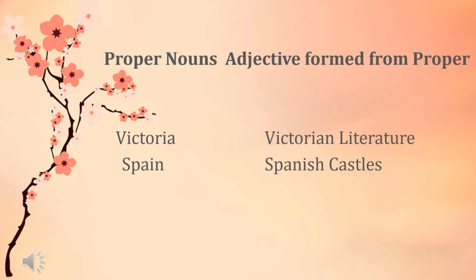Another example, we have proper nouns Victoria and Spain. If we're going to use those words as adjectives formed from proper nouns, we can put those words like this. We can have Victorian literature and Spanish castles. So as you can see there, those proper nouns a while ago, we used them as adjectives or adjectives formed from proper nouns.